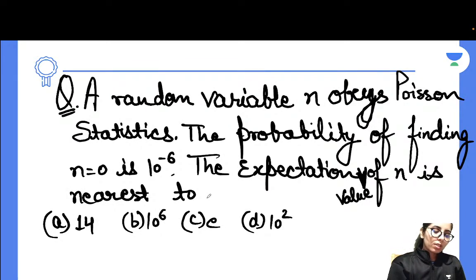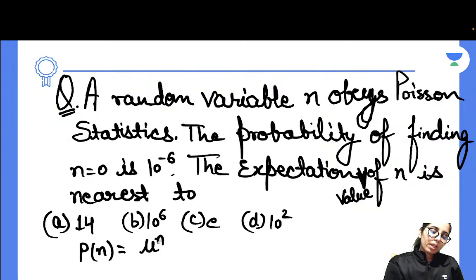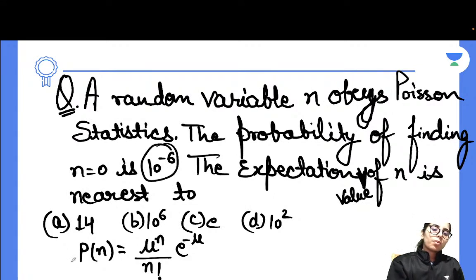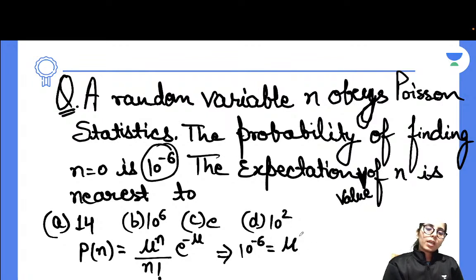Your probability expression is mu to the power n, that is the mean value to the power n, divided by factorial n, times e to the power negative mu. Mu is the mean value you want to find. The probability is 10 to the power negative 6, and n is 0, so it is e to the power negative mu divided by factorial 0. Now you want to find mu.